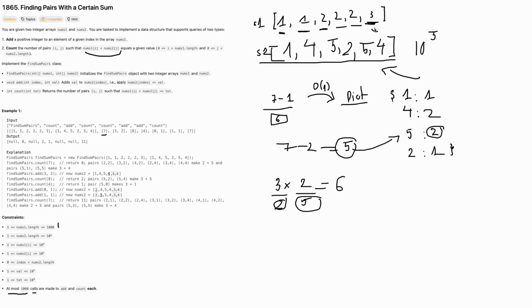Okay, so for now we visit the 3, and here we can get 7 minus 3, that is what? That is 4, right? So we will pick this one, right? So what is the frequency?